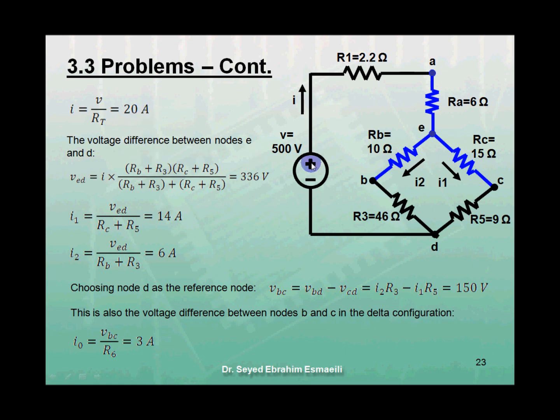The voltage difference between nodes E and D equals the current I times the equivalent resistance between nodes E and D, which is given by the parallel combination of RB in series with R3 and parallel with R5 in series with RC, from which VED equals 336 volts.